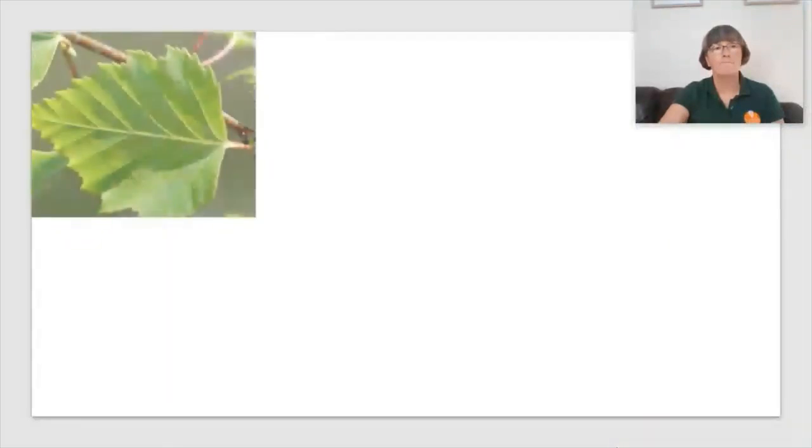Our next tree is also a native tree to the UK. Here's its leaf. It's quite a small leaf, sort of triangular, and look at those edges. This is what we mean by serrated. You see those little jagged edges.